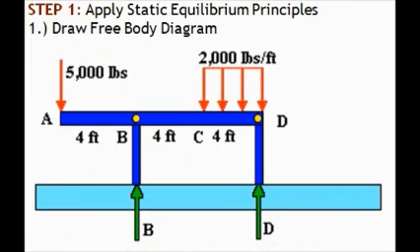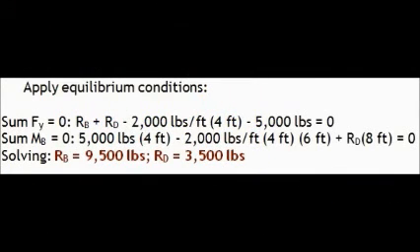Step 1. Apply static equilibrium principles. First, draw the free body diagram of the structure. Then apply equilibrium conditions. From the summation of Fy is 0, we can obtain this equation number 1. Then from the equation summation of moments at B is 0, we can obtain this equation number 2.